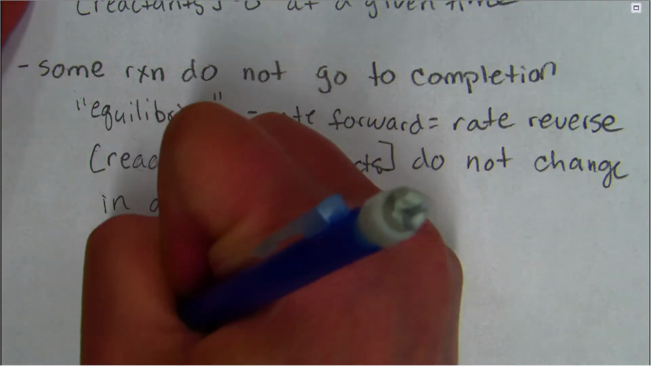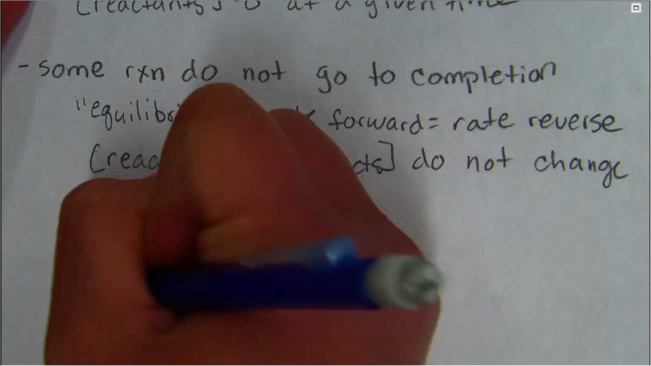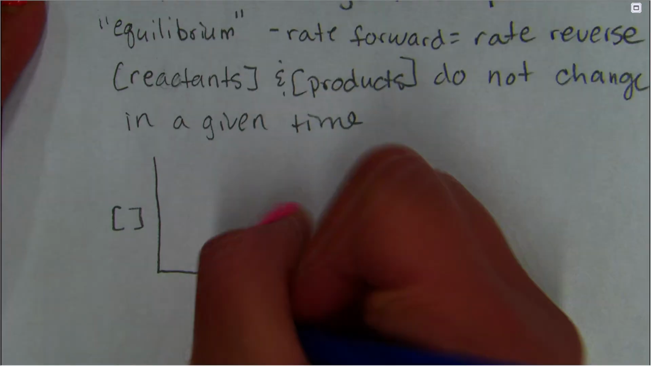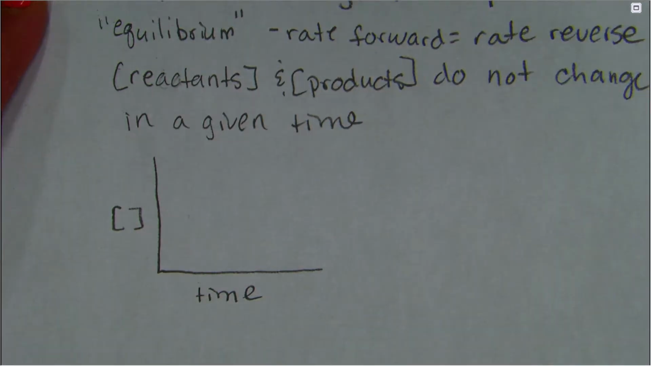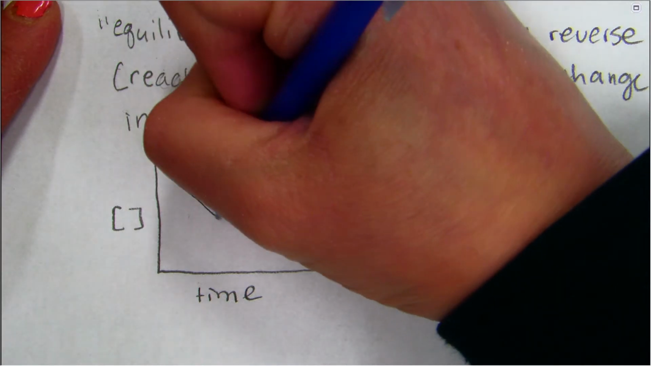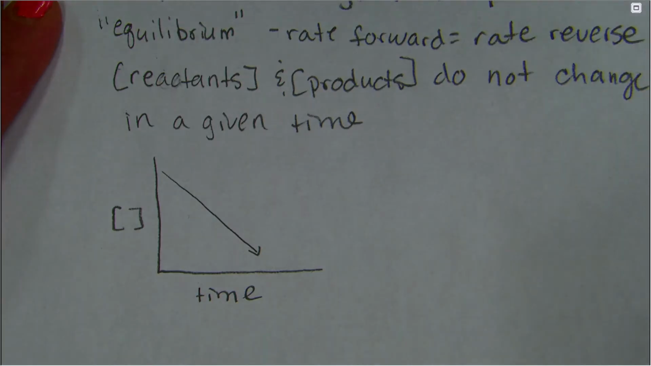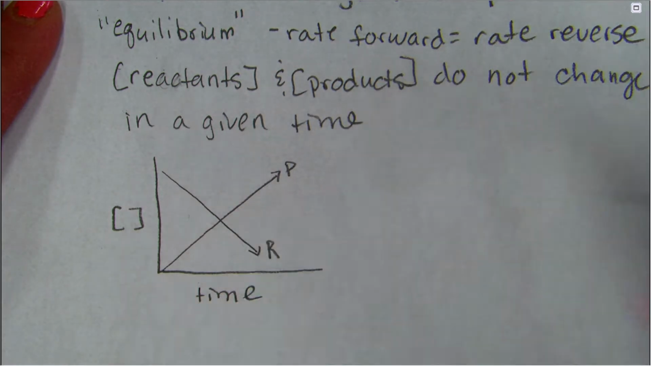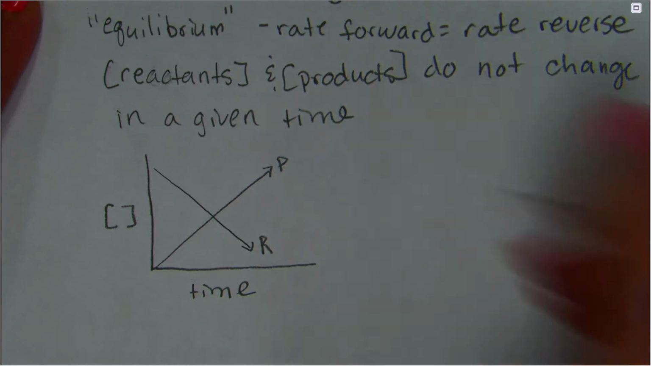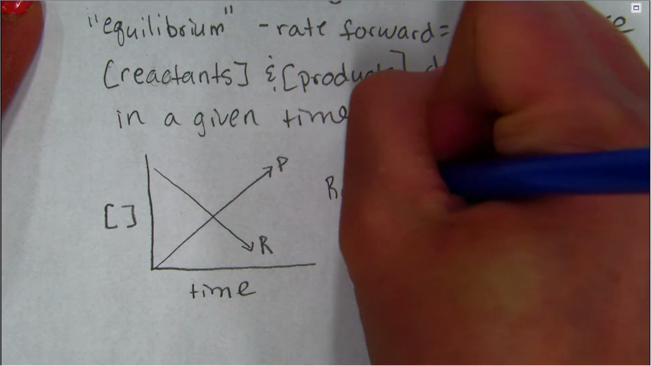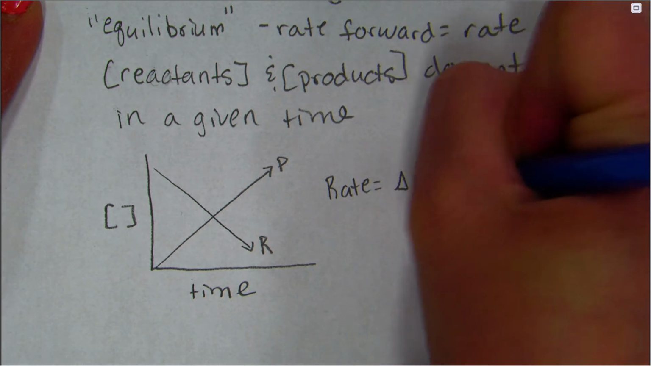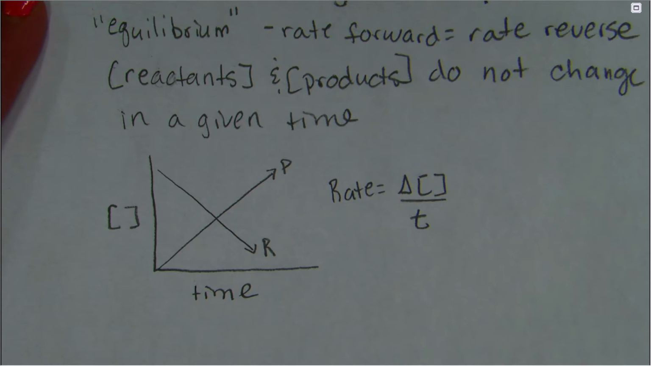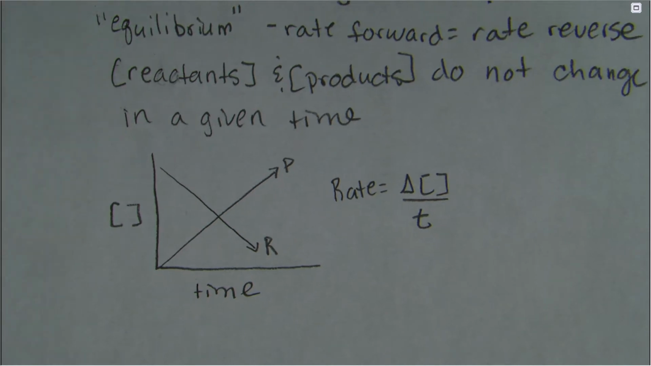If we were to graph a reaction and graph their concentration versus the time, reactants are being used up, so their concentration will decrease. Products are being made, so their concentration will increase. And we can describe this rate as the change in concentration over time. We're going to go into a lot more detail about this concept in another lesson.